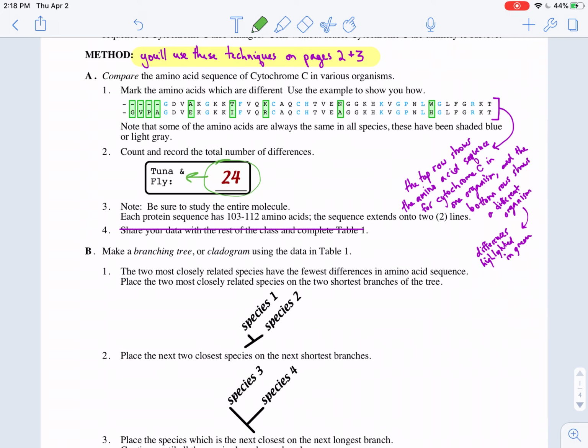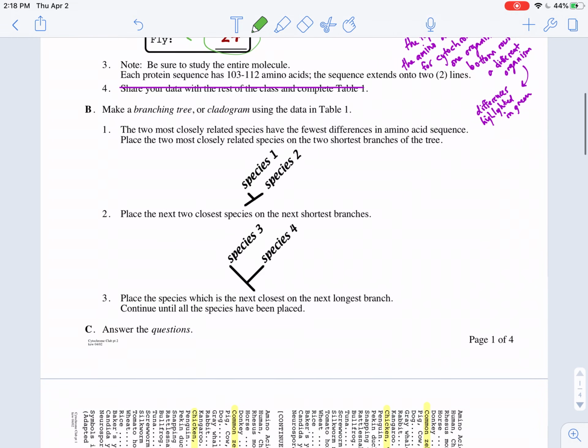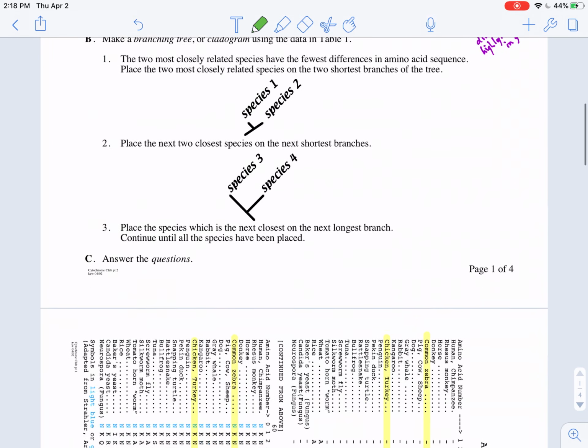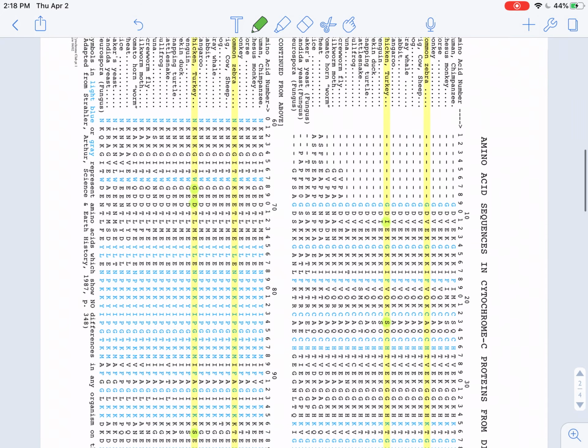Okay, we're not going to be sharing data with the rest of class. I'm simply going to split this activity up into 2 smaller segments so that we have no problem working on our own here while we are absent from each other. Now what we're eventually going to do is use those number of differences to fill out a phylogenetic tree or a branching tree or a cladogram, and we're going to follow the directions here to kind of help us figure out how that works. All right, and here's the bulk of the info.